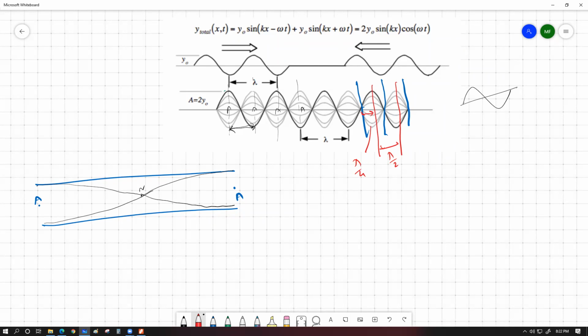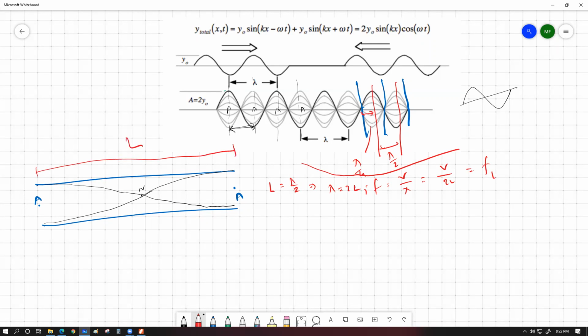So the total is lambda by 2. This means that if I now look at the equation, L equals lambda by 2, so from here we get lambda equals 2L. From there, if we calculate the frequency, frequency equals V divided by lambda, which is V divided by 2L. Sir, what is L? The fundamental frequency. Sorry, sir, what is L? Length, sir. L is the length of the entire tube. Okay, sir. So this is the first case you can have.